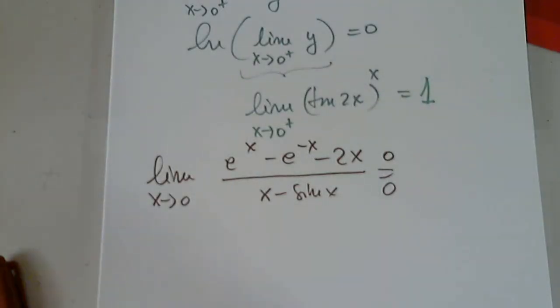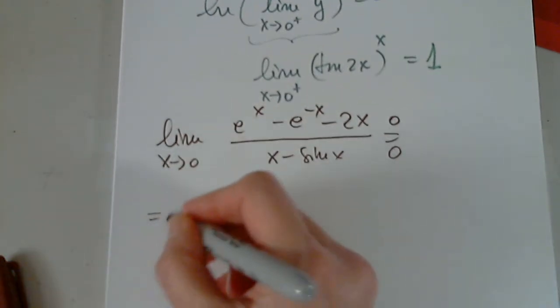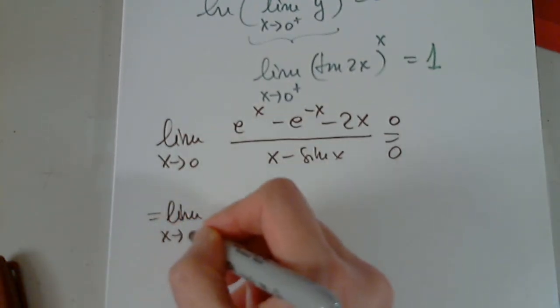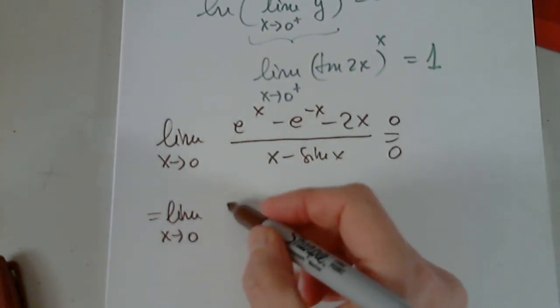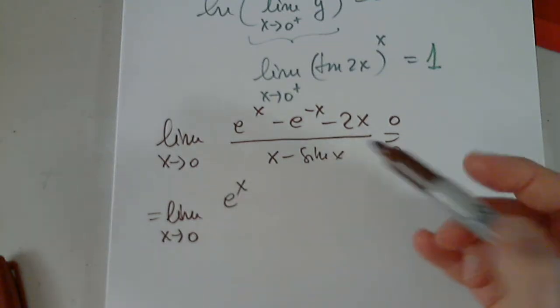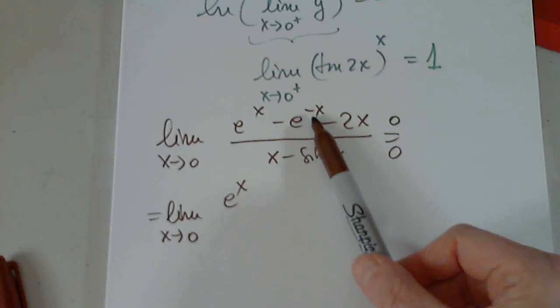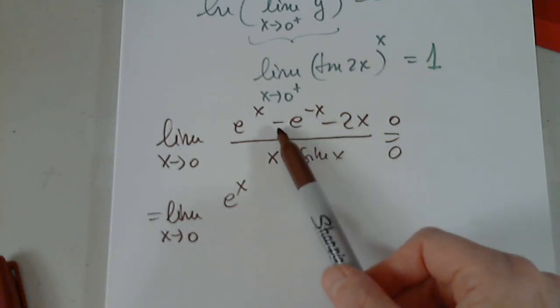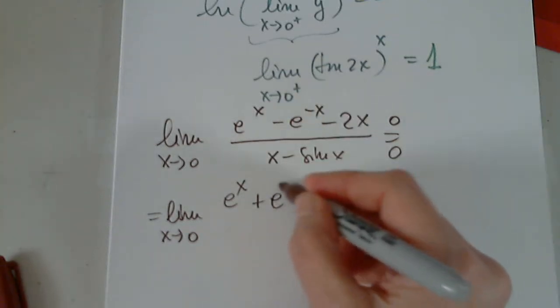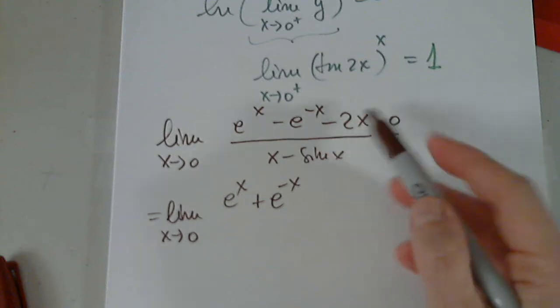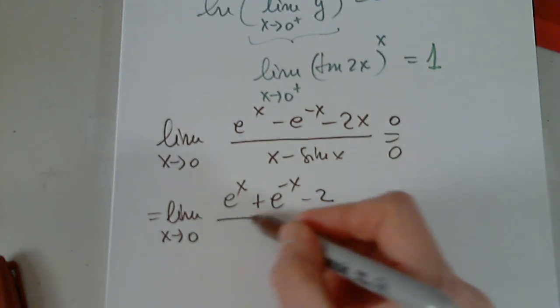Good, so go ahead. Limit as x approaches 0, the derivative of e to the x is e to the x. E to negative x is e to negative x times the inner function's derivative, which is negative 1, which will change this into plus e to negative x. This prime is negative 2.